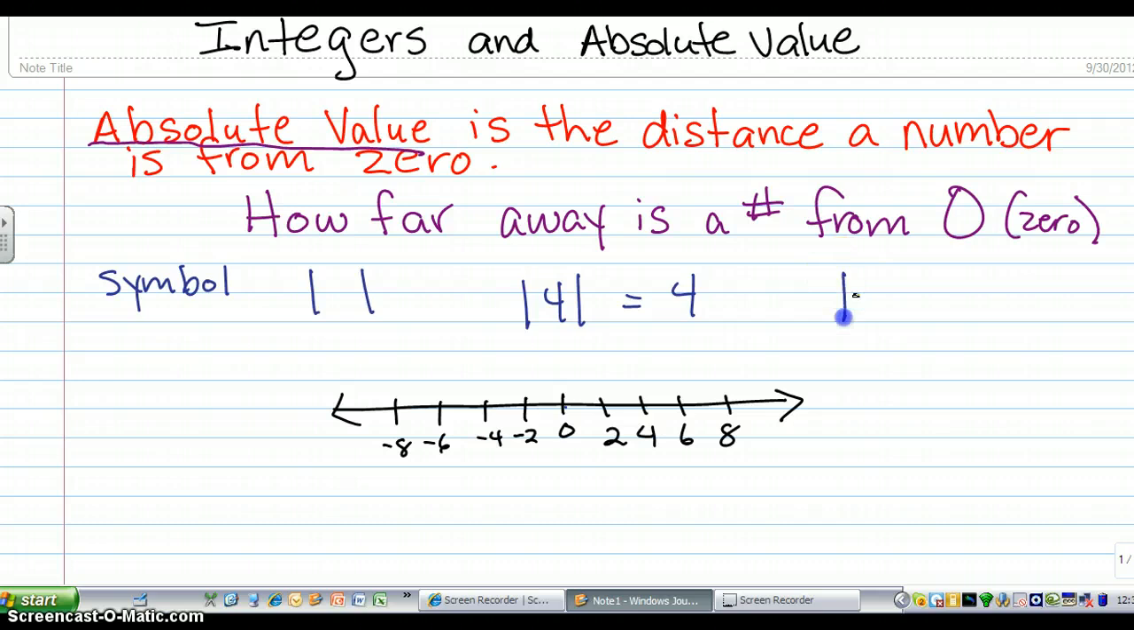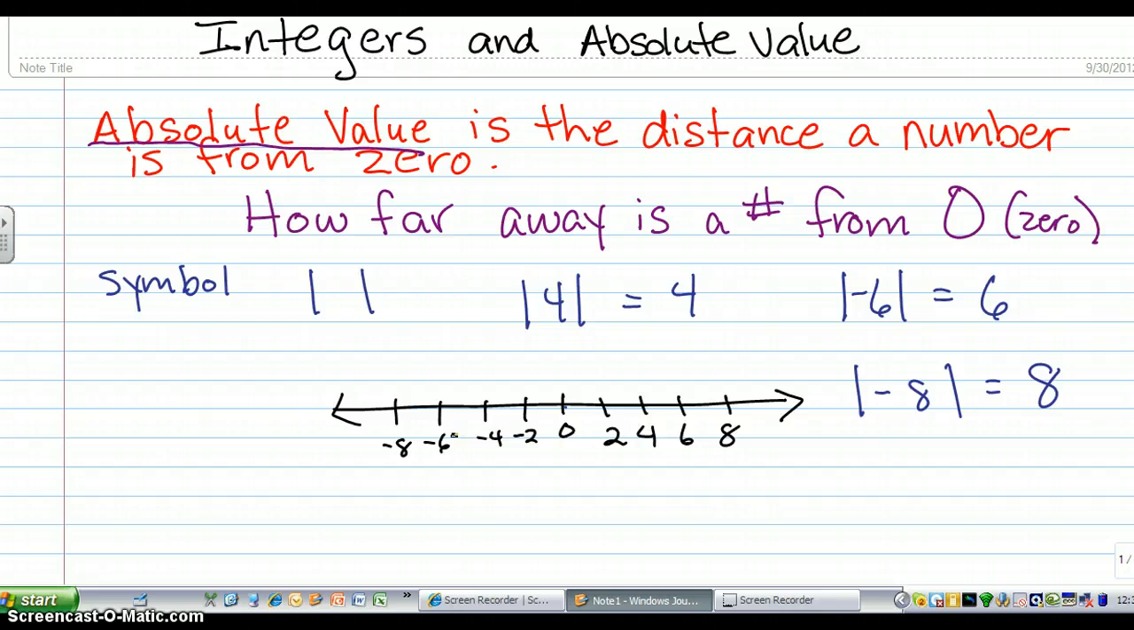What is the absolute value of -6? How far away is -6 from 0? It's 6 spaces, 6 units, okay? And the one thing you'll notice is that the answer here is positive, even though I asked how far away a negative number is from 0. The answer is always a positive answer. So -8 is 8 spots away from 0, or 8 units away from 0.